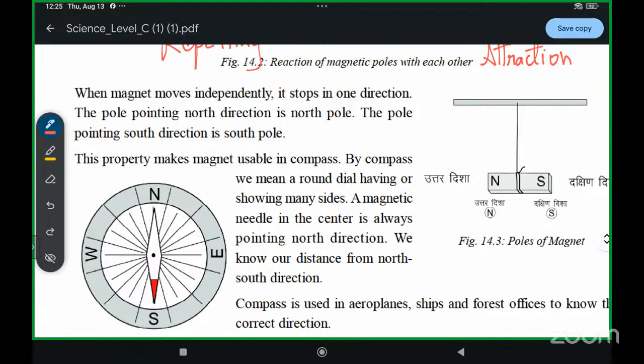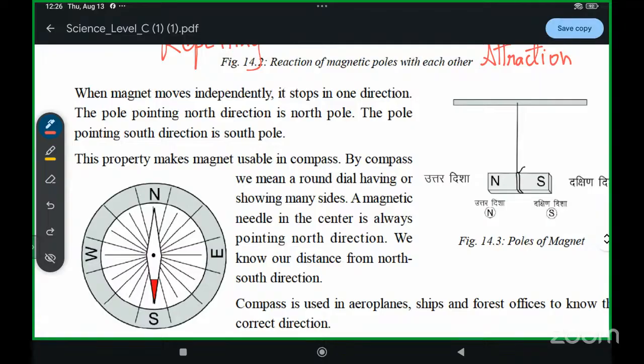How do we know what is the north pole and south pole now? When we take a compass near it, the magnetic field gives a reaction with the magnet of the compass. When it is pointing north, we can say that it is the North Pole, and the opposite side is the South Pole. This property makes a magnet usable in a compass.